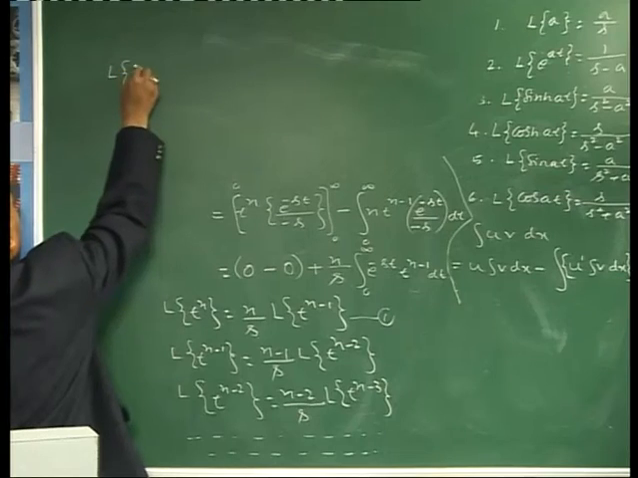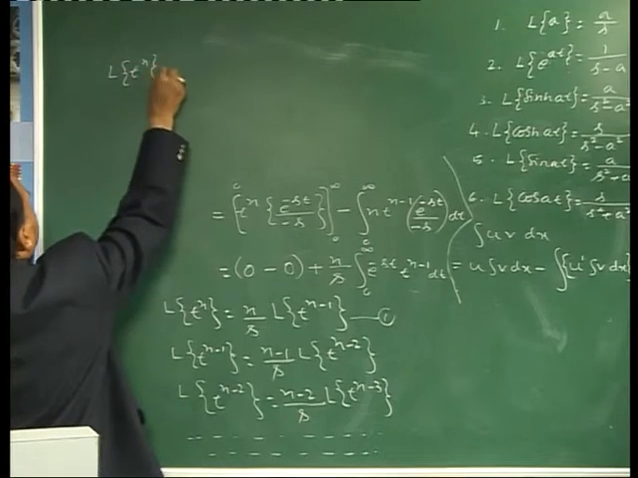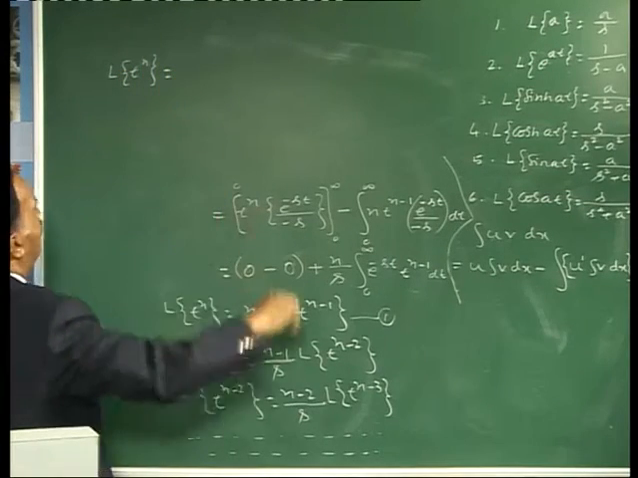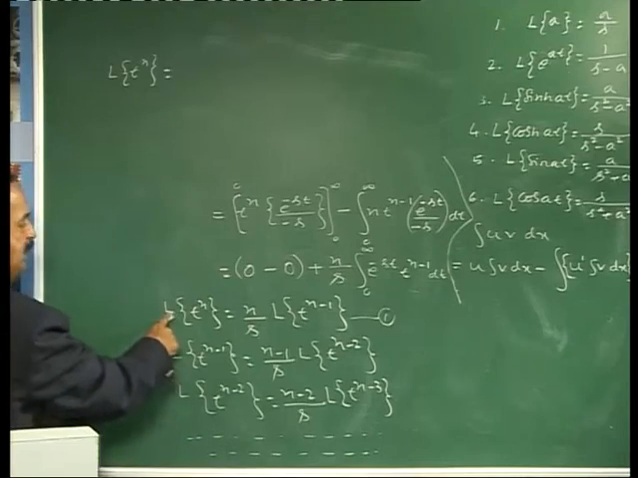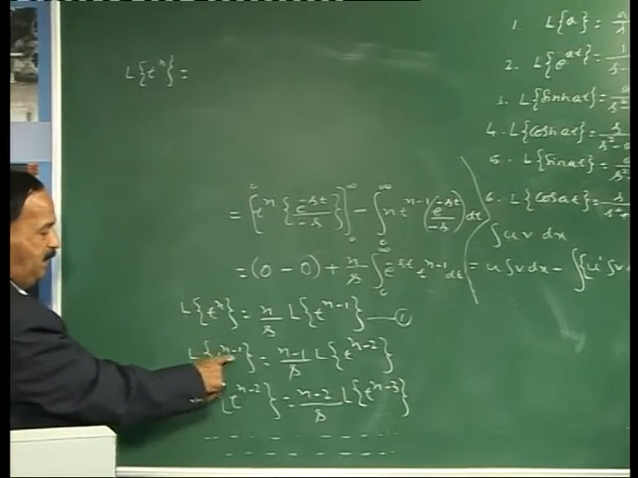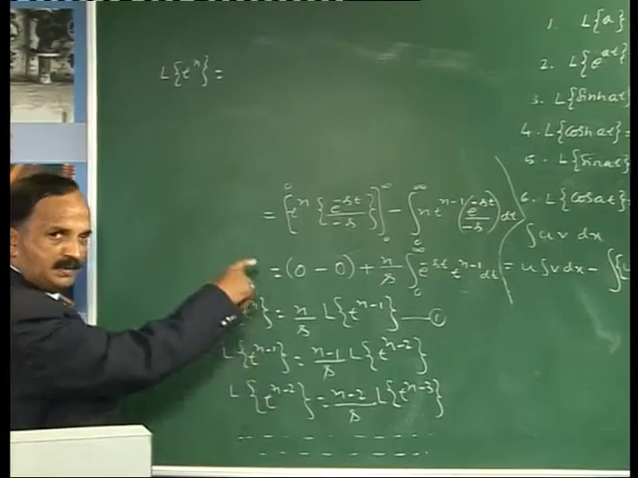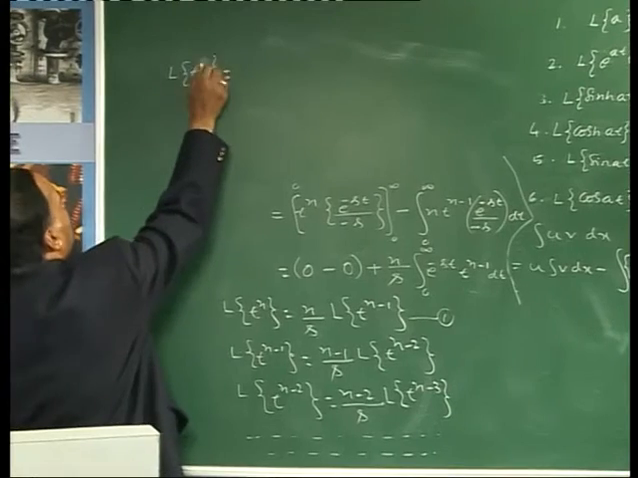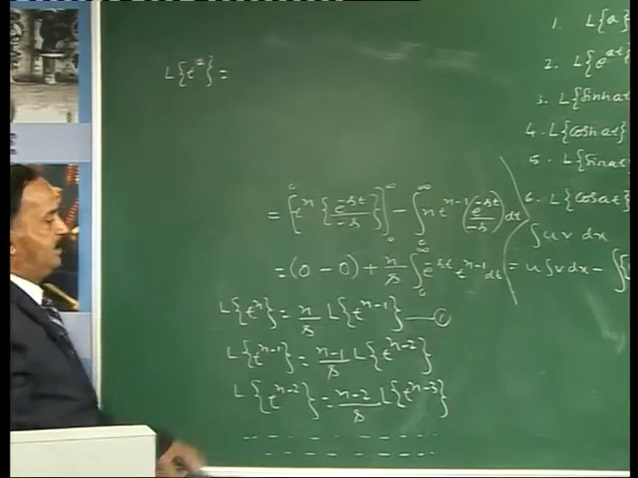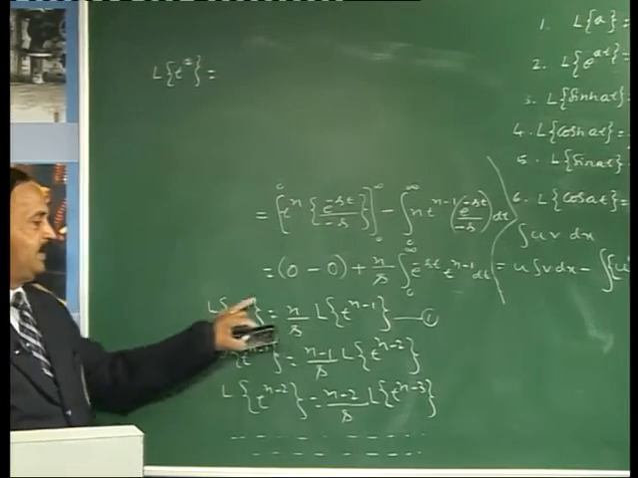So L of t to the power of n is equal to, etc. Here at the end, this is L of t to the power of n, next is L of t to the power of n minus 1, L of t to the power of n minus 2, etc. Now you find L of t square. Put n is equal to 2 here.